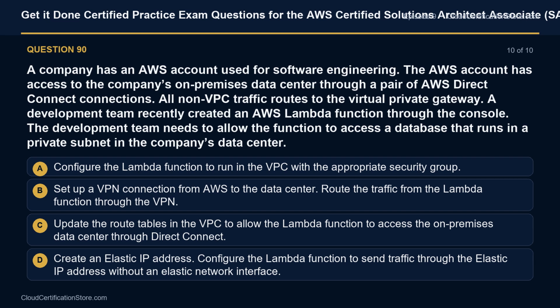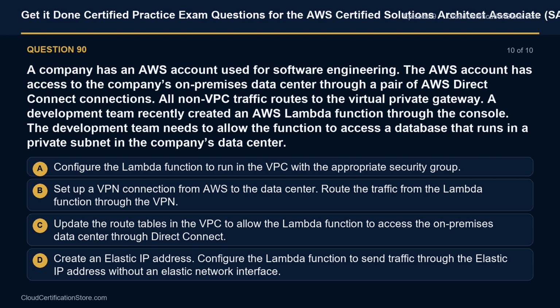Question 90. A company has an AWS account used for software engineering. The AWS account has access to the company's on-premises data center through a pair of AWS Direct Connect connections. All non-VPC traffic routes to the virtual private gateway. A development team recently created an AWS Lambda function through the console. The development team needs to allow the function to access a database that runs in a private subnet in the company's data center.